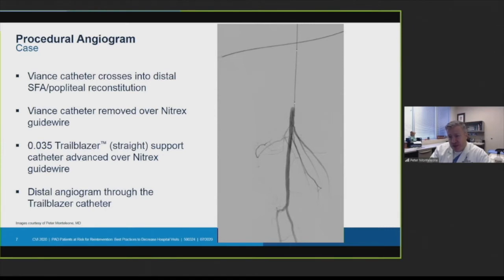So we advanced the nitrix wire. We then withdrew the Viance catheter, advanced an 035 Trailblazer support catheter over the nitrix guide wire, and took this distal angiogram, demonstrated intraluminal catheter presence with mild disease within the popliteal and retibial vessels.